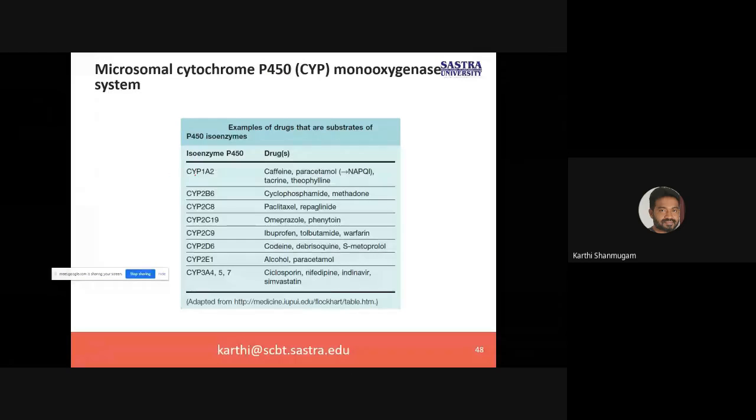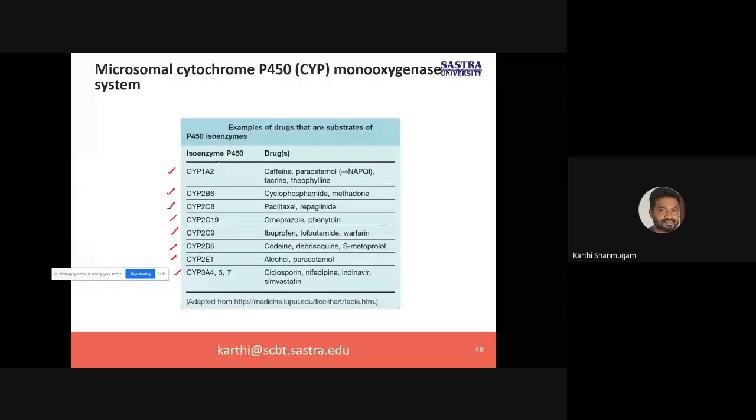Before going to the cycle, these are the various important isoenzymes of the P450 protein: CYP1A2, CYP2B6, CYP2C8, CYP2C19, CYP2C9, CYP2D6, CYP2E1, CYP3A4, CYP3A5, CYP3A7. These are the most common, very important isoforms of cytochrome P450.